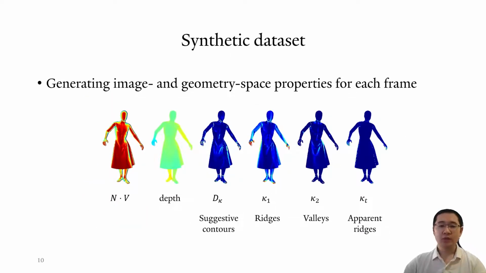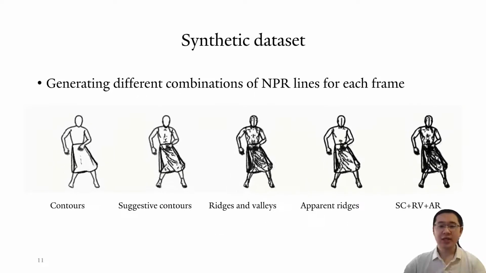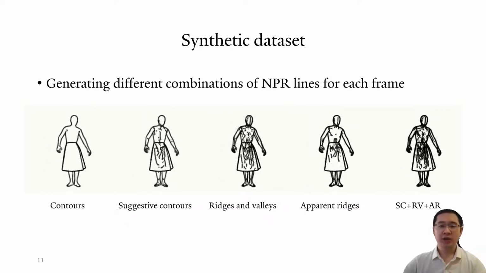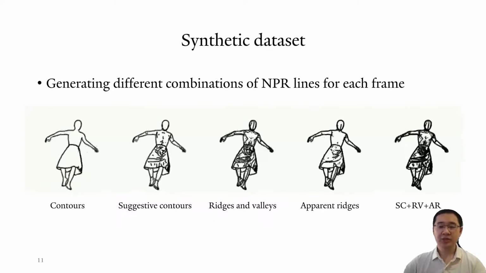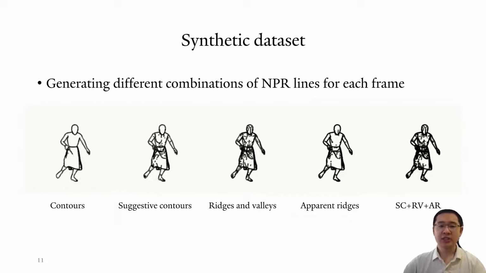To train this network, we first generated a 6-channel map containing geometry space and image space features for each frame. We included the product of normal and view vectors, the depth map, and 4 types of surface curvatures used to generate commonly used non-photorealistic renderings. We then generated a synthetic NPR dataset for training. For each frame of an animated character, we combined contours, suggestive contours, ridges and valleys, apparent ridges, and Canny edges using different thresholds and generated 68 NPR line drawings of distinct styles.